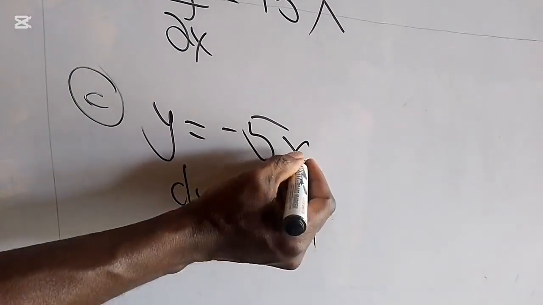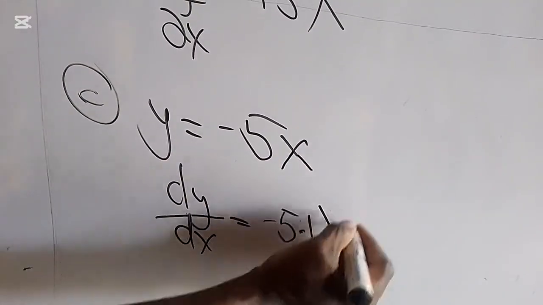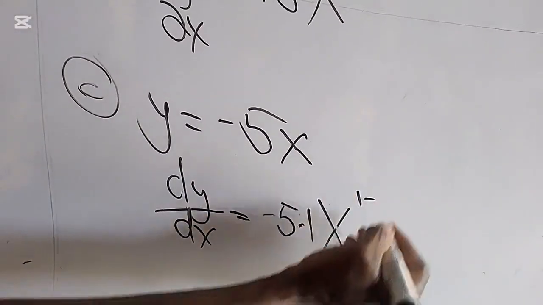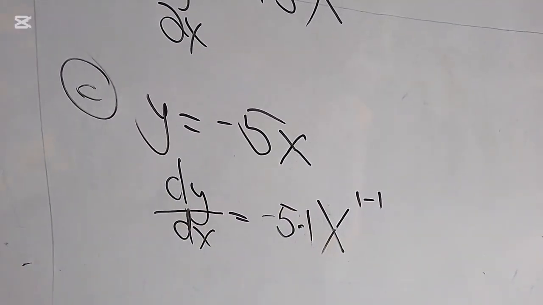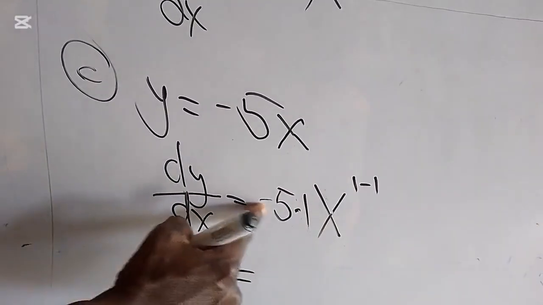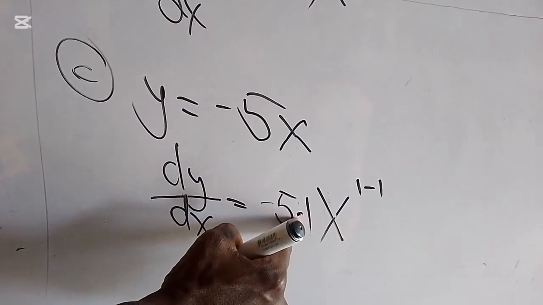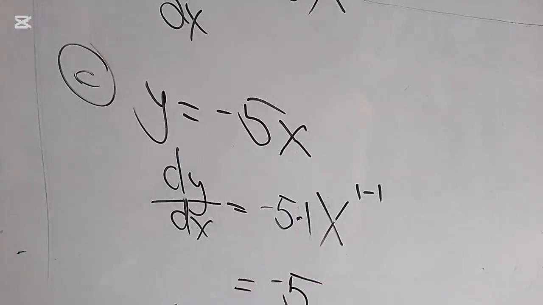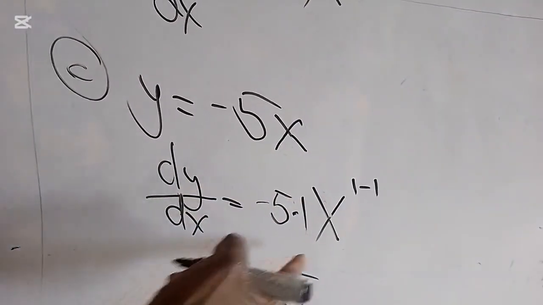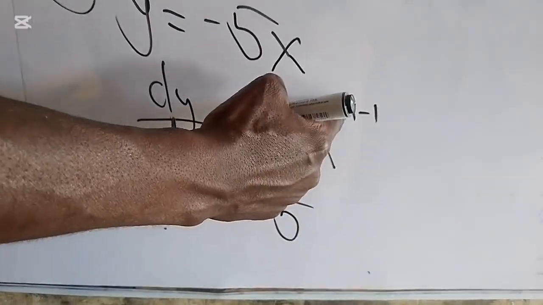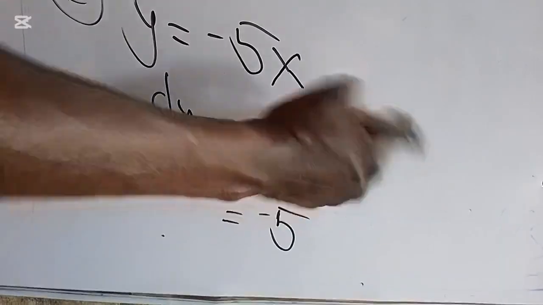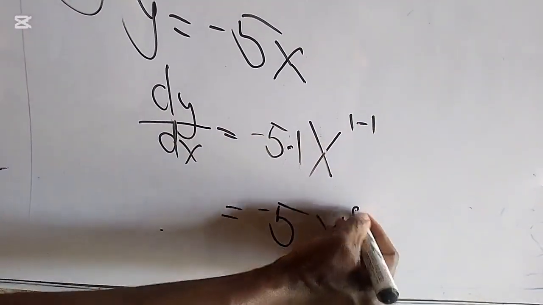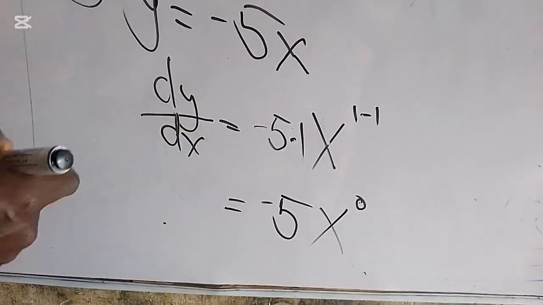So negative 5 multiplied by 1. Then we bring our x. We already know that we have 1 here. Then you subtract 1 from it. So what do we have? Negative 5 multiplied by 1 gives us negative 5. Now let's shift our attention to x exponent 1 minus 1. X exponent 1 minus 1 will give us 0.